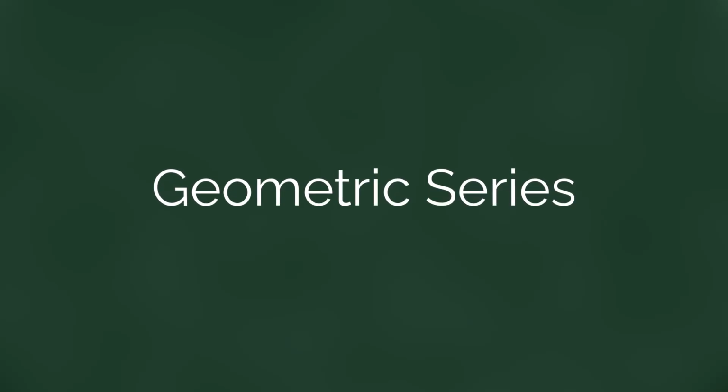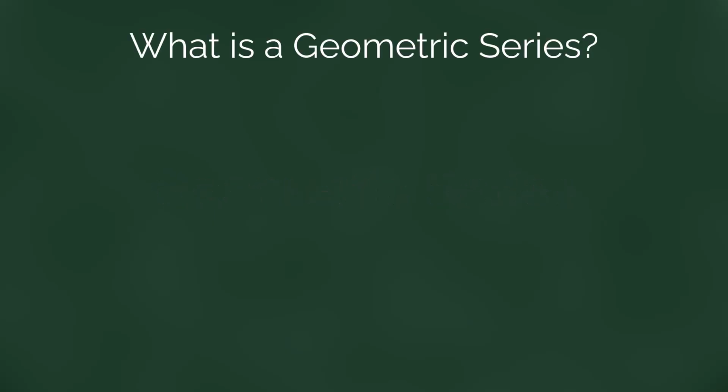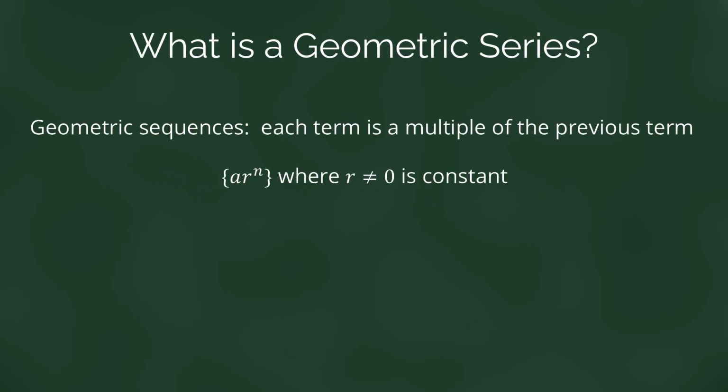Let's take a look at a specific kind of series, the geometric series. Recall that a geometric sequence is one in which each term is a multiple of the previous term. In other words, they are of the form a times r to the n, where r is not zero and is constant. A geometric series, then, is the sum of the terms in such a sequence and is written as the sum from n equals 0 to infinity of a times r to the n.